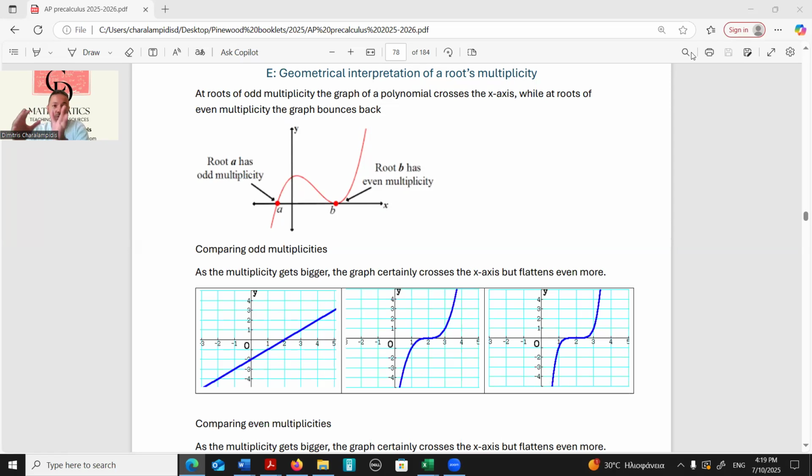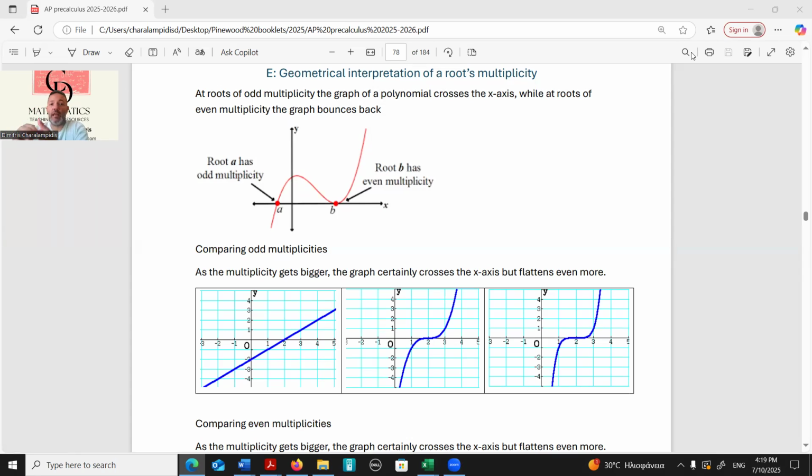Let's go on and read what I have already there. At roots of odd multiplicity, the graph of a polynomial crosses the x-axis. That's important. When we have a root of odd multiplicity, 1, 3, 5, 7, and so on, then we know that graphically, at that specific number, the graph of the function will cross the x-axis. While, on the other hand, when we have a root of even multiplicity, 2, 4, 6, 8, and so on, then the graph will bounce back.